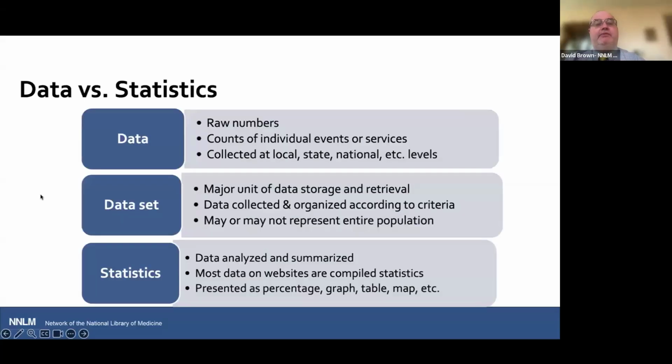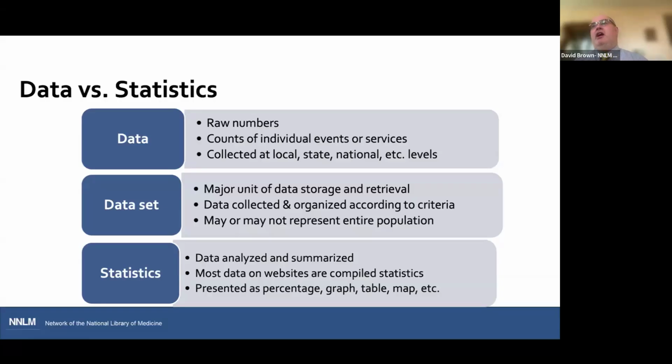So let's just start out with these three things that I said, these three technical definitions. So data. Data is just raw numbers. It's those counts of individual events or services, and it can be collected at local, state, national, international, all levels, regional. It doesn't have to be just one thing. And again, we always are collecting data. Data is that low-hanging fruit that we see something, we watch something, we observe it, we get it, and it just becomes a chart basically of where we're doing. Or in many respects, if we all use Microsoft Excel, we put everything into that Microsoft Excel spreadsheet, and it's just a bunch of data.